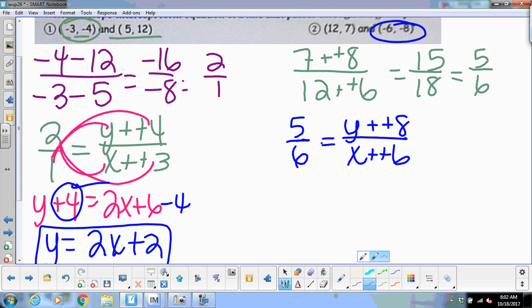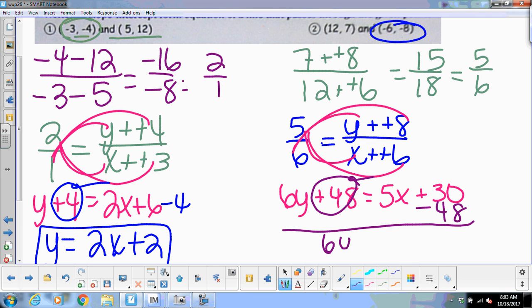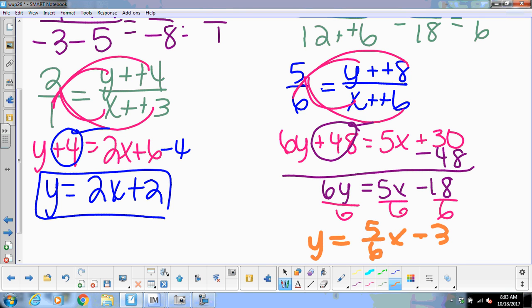Okay, and let's cross multiply here. So 6 times y gives me 6y. 6 times 8 gives me 48. 5 times x gives me 5x. And 5 times 6 gives me 30. All right, move our 48. So 6y is going to equal 5x minus 18. And then your last step will be to divide everything by 6, and your final answer should be y equals 5 over 6x minus 3.